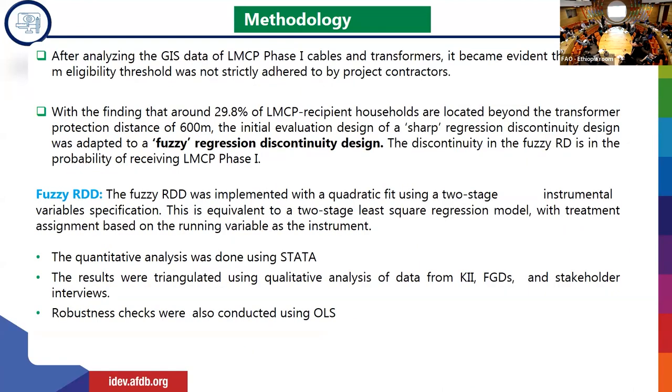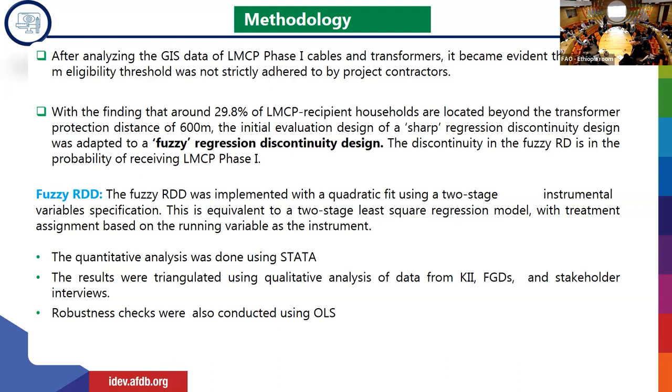So after analyzing the GIS data of LMCP phase one cables, we realized that some households were actually connected, but they were outside the 600 meter radius. That was very important. So the contractors did not actually follow the protocol because they were only supposed to connect those households that were within the 600 meter radius.